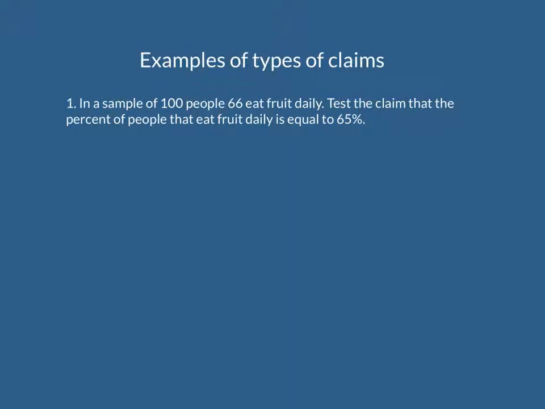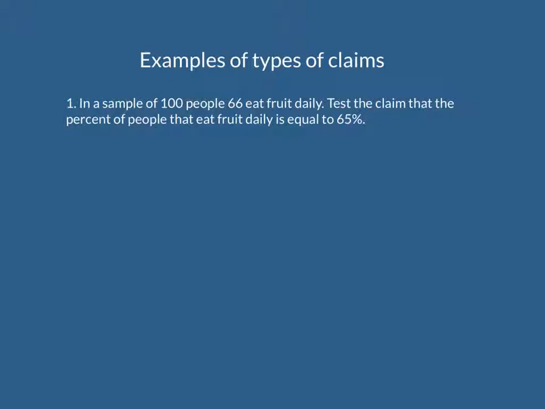Let's look at some examples of types of claims. In doing this, I also want to think about what the population parameter is that we are making a claim about. The parameters that we can make a claim about are mean or proportion. We won't really make a claim about standard deviation, though you could if you wanted to. It's not too beneficial to us.